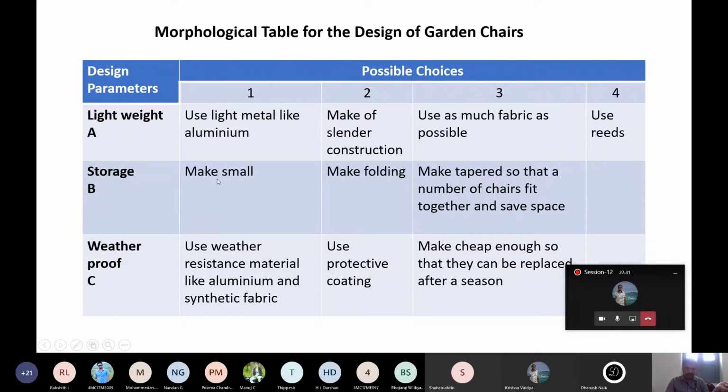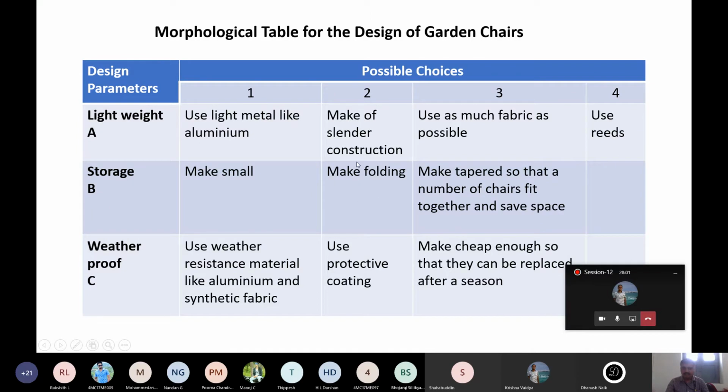Next, storage. You should design the chair such that the storage space required to keep the chair is minimum. That is the desired consideration. That is, make it small. If you make a chair small, it is going to consume less space, and in less space you can accommodate more chairs.